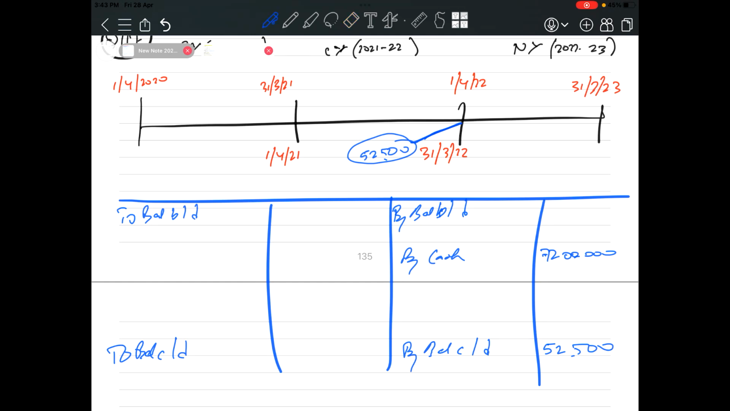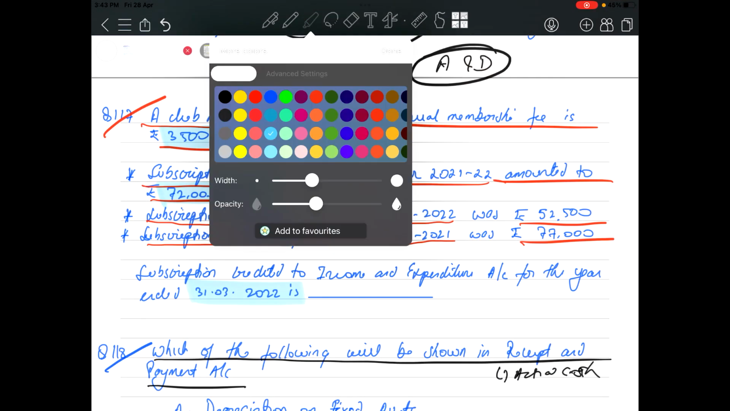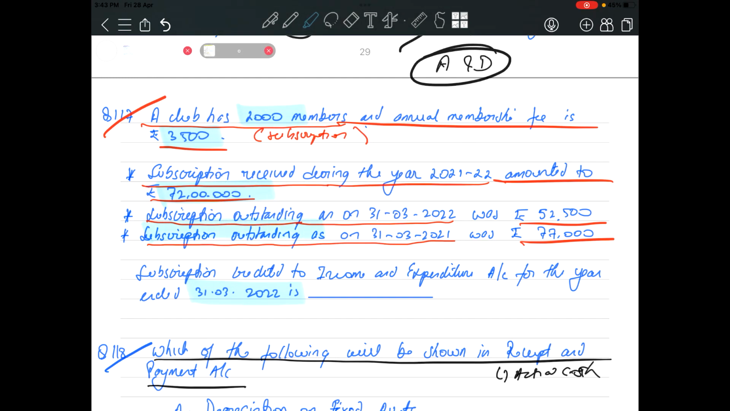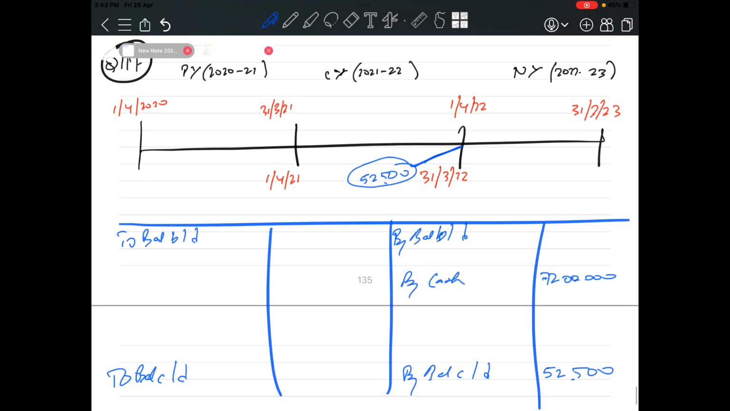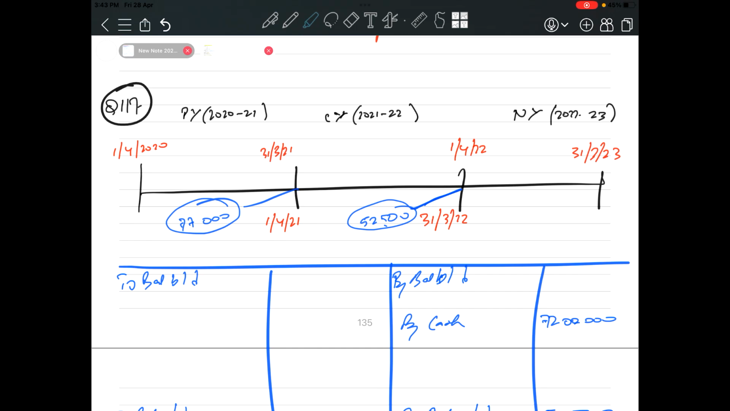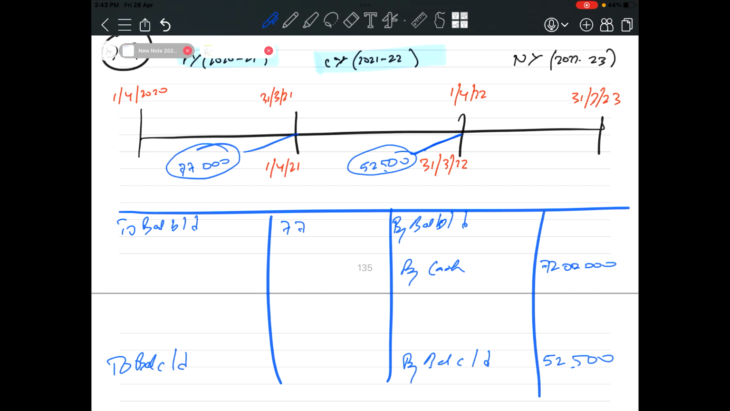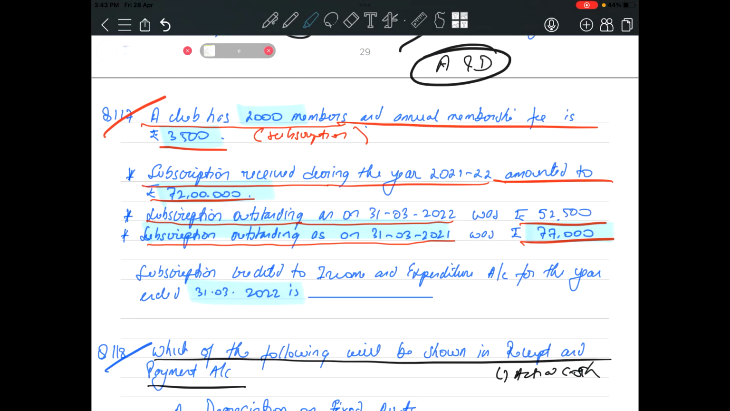Amount receivable. Now let's read the question further. Subscription outstanding as on 31st/3/2021 was 77,000. Now this was the closing balance of outstanding subscription for the previous year, right? For the previous year. Now this will be the opening balance of the current year. So where will I write? The outstanding amount will be on the debit side, 77,000, because this amount which was the closing balance of last year, now I will receive it in the current year. So what will be the opening balance of receivable? Will be 77,000.